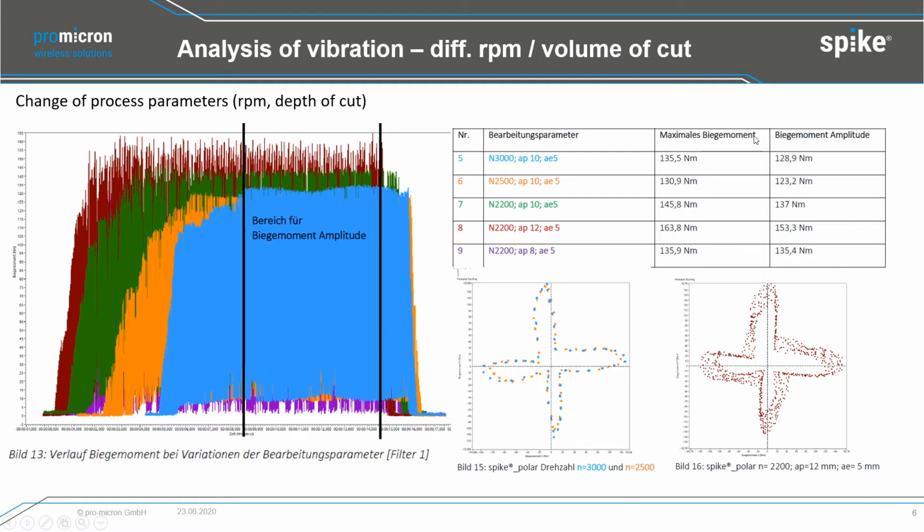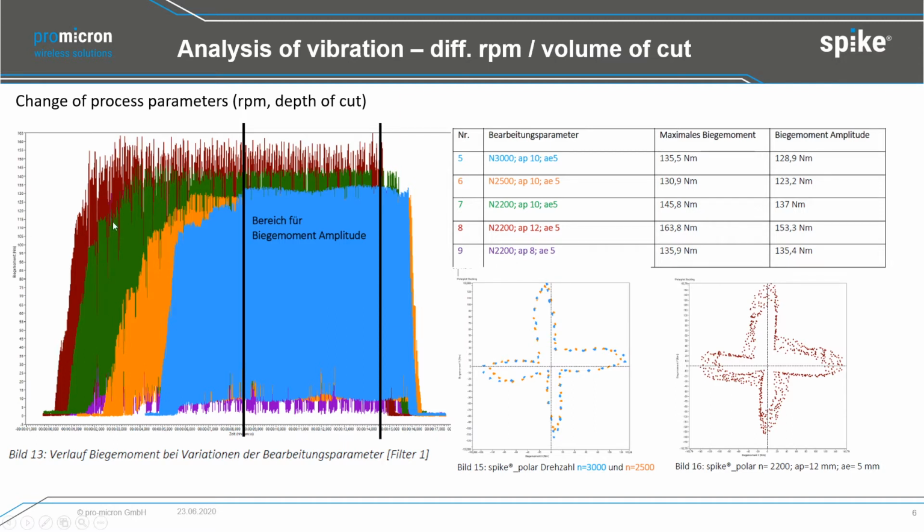And we have seen that we have different maximum bending values, and we have a different size of amplitude. If we look in the graph, and we are looking at the filter 1 in order to detect dynamic effects, we can see that the force level is nearly the same. All have a high amplitude, but in processes where the amplitude is a little bit higher, we also have seen vibrations in the process.